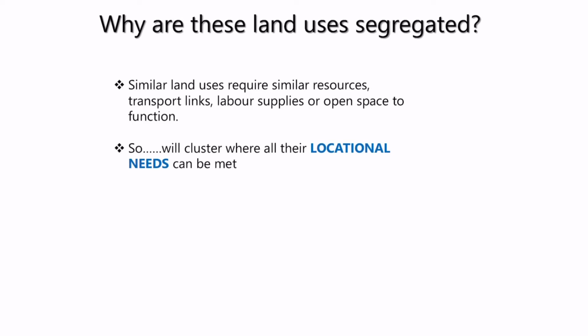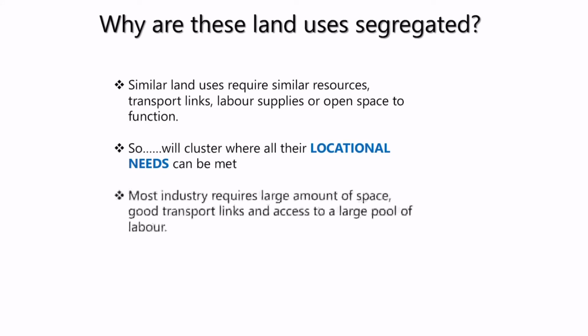What I mean by this is, if I was going to build any type of industry, most industry will need large space, lots of transport links to be able to get in the raw materials to make the products, and to be able to take the products away, and they'll need labour to actually make those products. So wherever those things exist is where you'll see lots of industry.